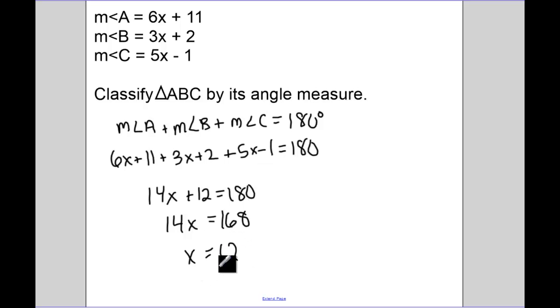Now I've solved for x. I have to plug x back in to get the angle measures. When I plug x back into the first one, I get 83. When I plug x into the second one, I get 38. Plug it into the next one, I get 59. So classifying it by its angle measure, all of those are acute, so it is an acute triangle.